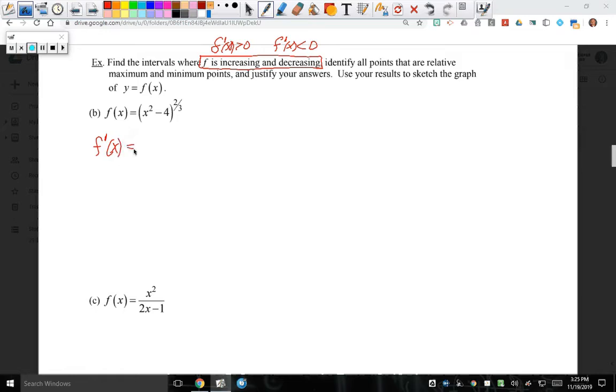is what? 2/3 times the stuff to the negative 1/3. Negative 1/3. Oops. All multiplied with what? 2x. Nice. So technically I have a 4x in the numerator. Okay? I'm going to get critical points from this. The important points. What's one of them that you see? What's one of the critical points that is important?